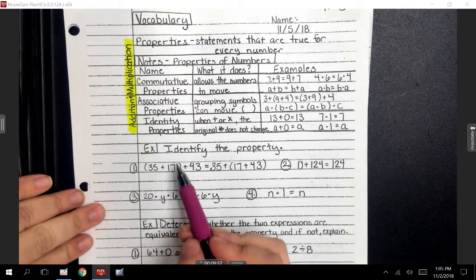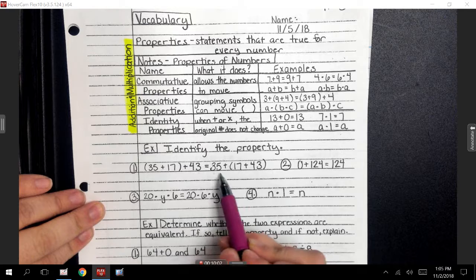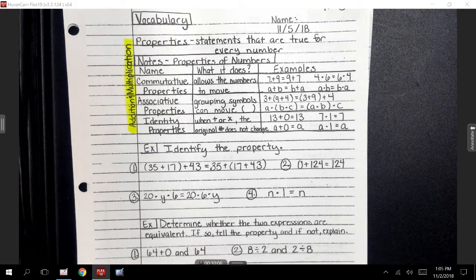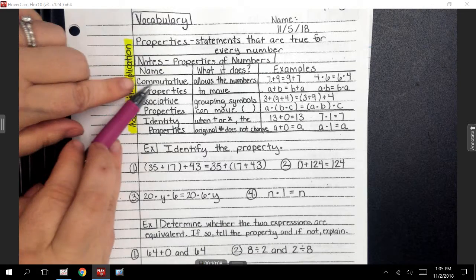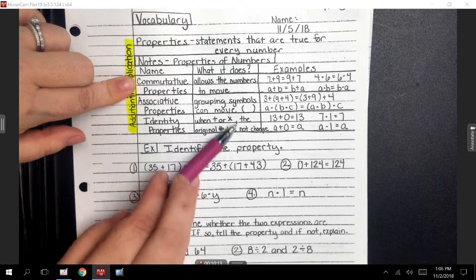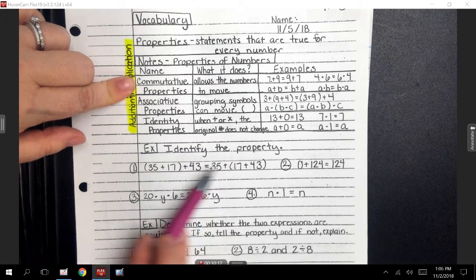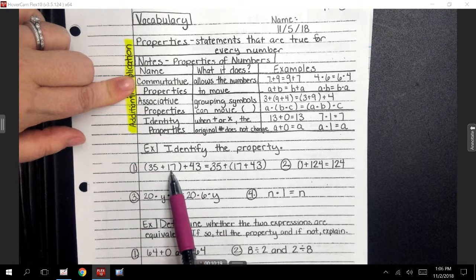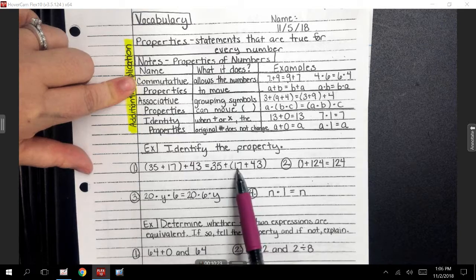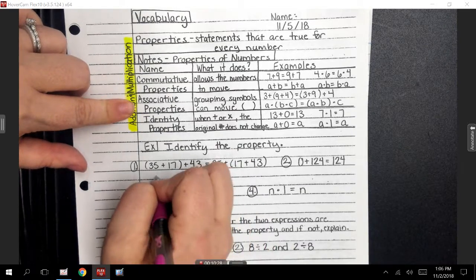For number 1, it says 35 plus 17 plus 43, and then 35 plus, and then 17 plus 43. So you want to look at this and decide, what is it that changed? Did my numbers move? Did my grouping symbols move? Or did the original number not change? In this problem, do y'all see those parentheses? 35 and 17 were buddies, but then 17 decided it didn't want to be friends with you anymore, and it became friends with 43. So that is going to be my associative property.